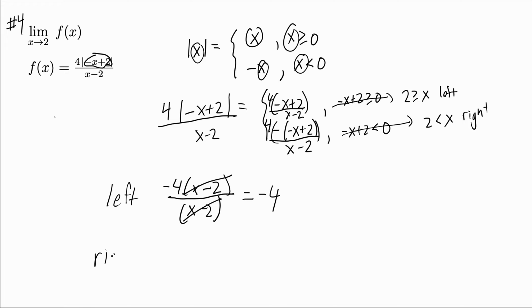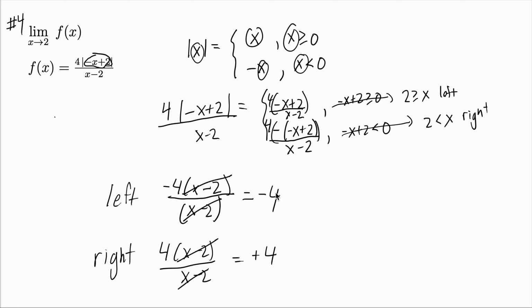Likewise, let's see what happens on the right. So on the right side, we'd have, okay, so notice that this negative will distribute through. When it does, you'll actually get x minus 2 itself. So on the right, we just get 4 times x minus 2 divided by x minus 2. Cancellation, we get positive 4.